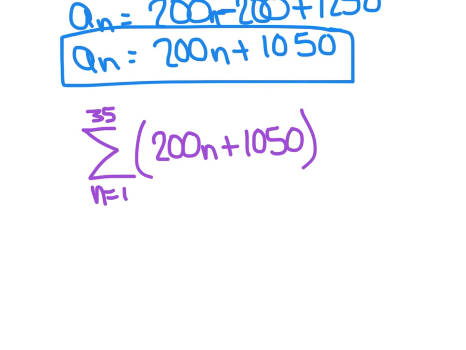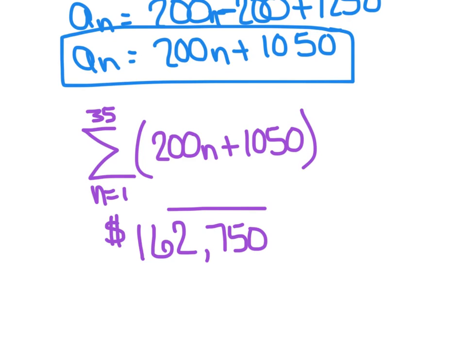And any guesses before you type it in? It's always fun to make a prediction and see how close you are. I got $162,750, and that would be the total that he's made if we add year 1 plus year 2 plus year 3 all the way to the year 35. Not bad work right there for Josh. He can have a lot of fun with that.